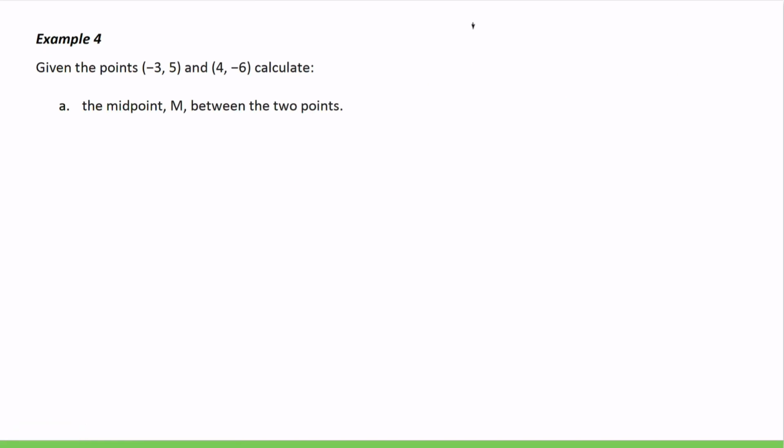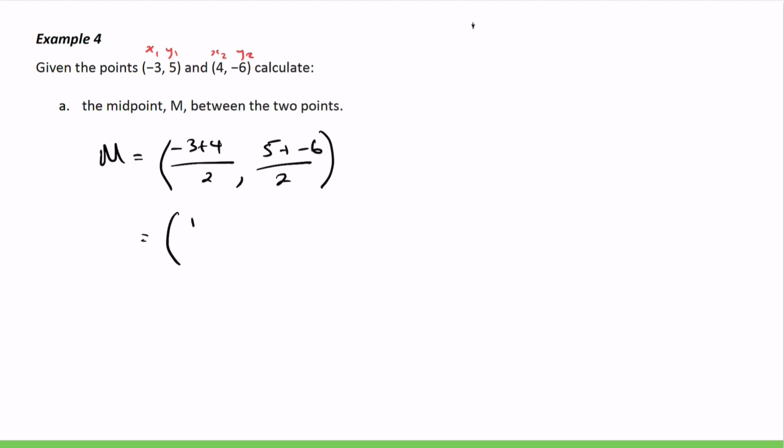So now we're going to go ahead and apply all of this to some points. Given the points negative 3, 5 and 4, negative 6, calculate the midpoint between them. So we need to use the midpoint formula. I'm going to label this as x1, y1, x2, y2, and then it's just a matter of substitution. So the midpoint is going to be x1 plus x2, so negative 3 plus 4 divided by 2, and then y1 plus y2, so that'll be 5 plus negative 6 divided by 2. And when we work that out, we'll get a half and negative a half, and that would be the midpoint of those 2 points there.